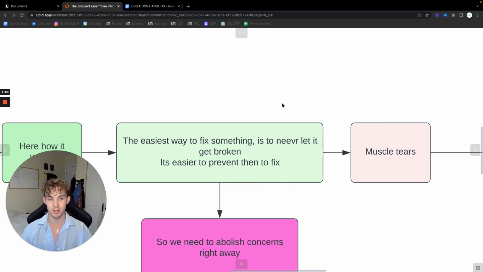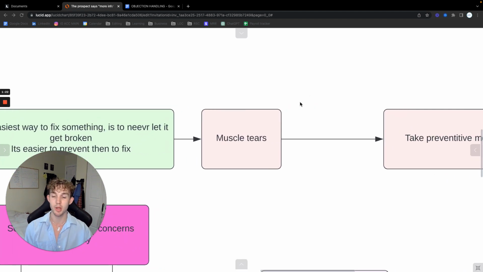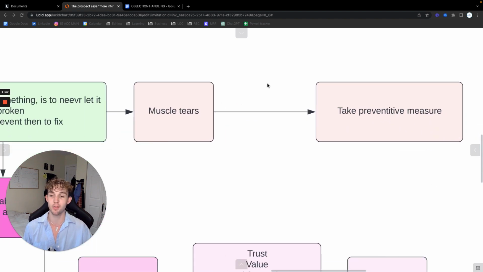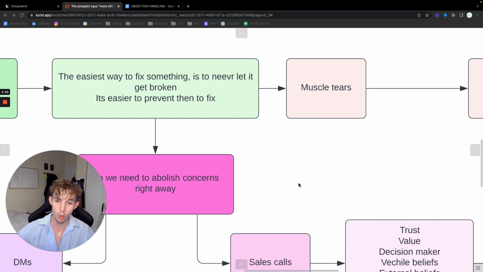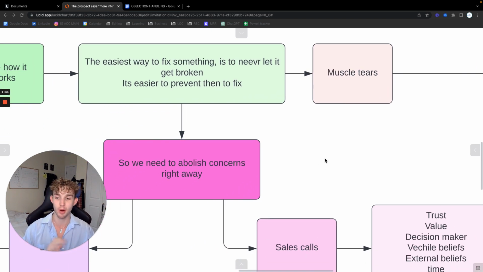So this is the same with muscle tears, right? If you ever tear a muscle, it'd be a lot easier to make sure you warm it up properly beforehand, wear the proper equipment, make sure you stretch, all that good stuff, make sure you do good recovery, than it is to now sit down for 2 weeks and do nothing because you tore your quad. Okay, so we want to take preventative measures. So what this looks like is we need to abolish any concerns right away, right from the get-go.